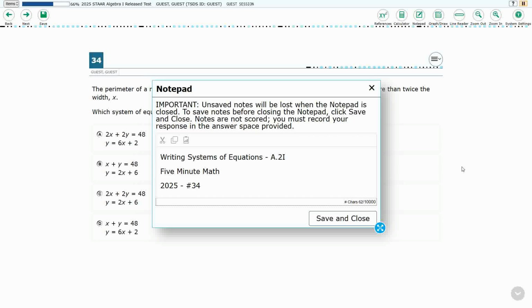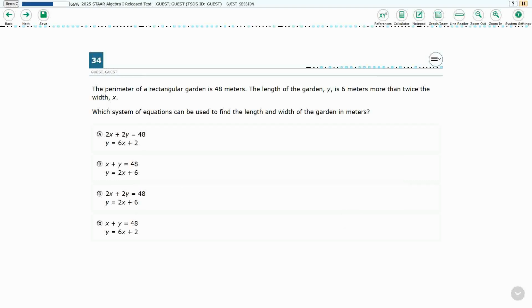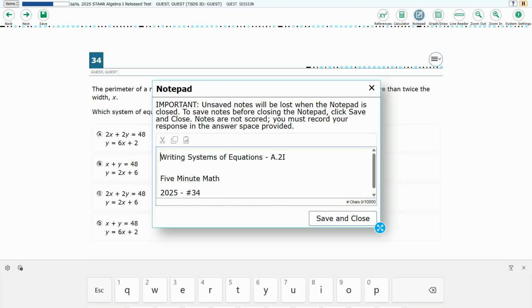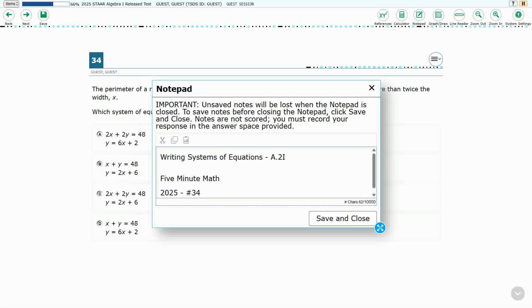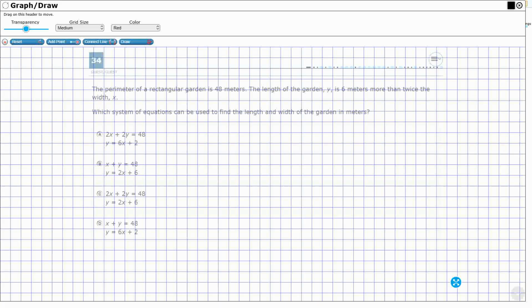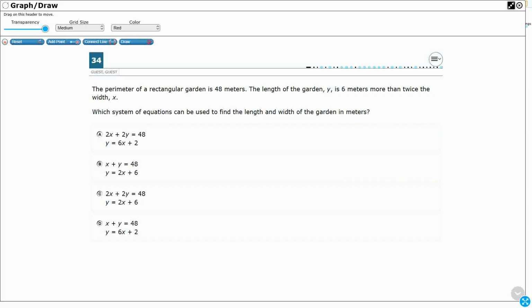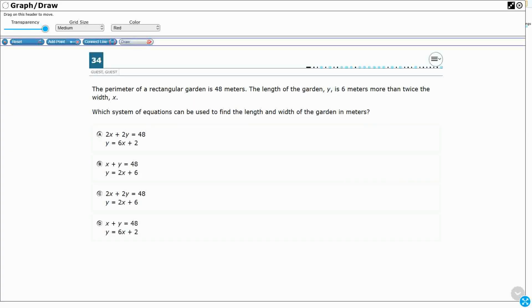Today we are looking at the Algebra 1 concept of writing systems of equations. This is standard A.2I in the great state of Texas, and we are using item number 34 of the 2025 released STAAR test. If you haven't done so already, please go ahead and take a moment to pause the video, work this problem out on your own, unpause it, and we will look at our answers together.